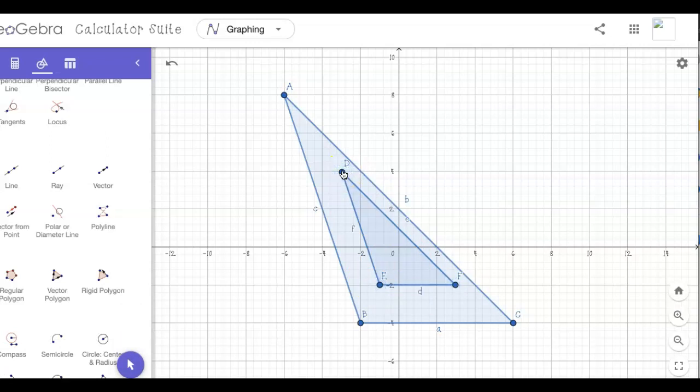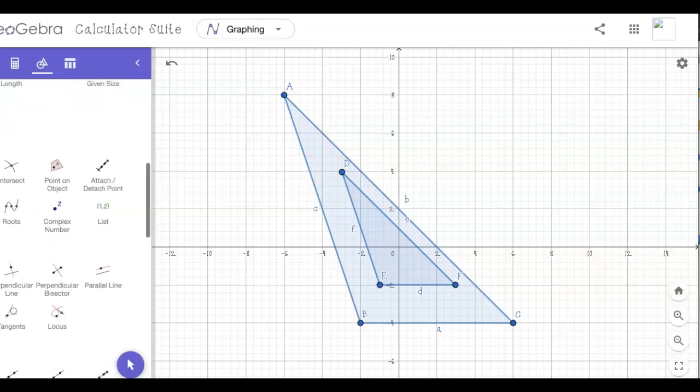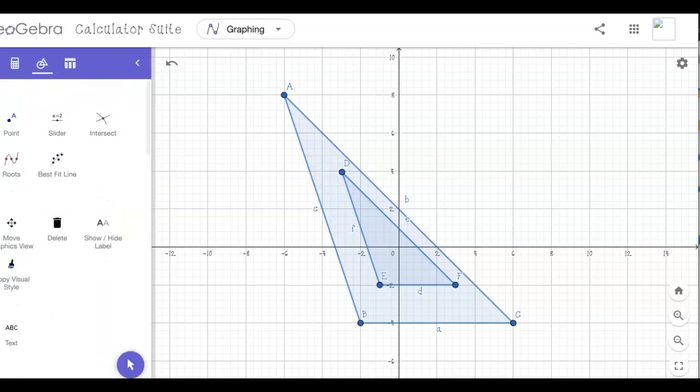Well, we got smaller. Our angles, did they stay the same? That's something we could look at, so I could drag my shape. Yep, that angle stayed the same, that angle stayed the same, and that angle stayed the same. So yes, my angles did stay the same. So again, we have a similar polygon, but not a congruent polygon.